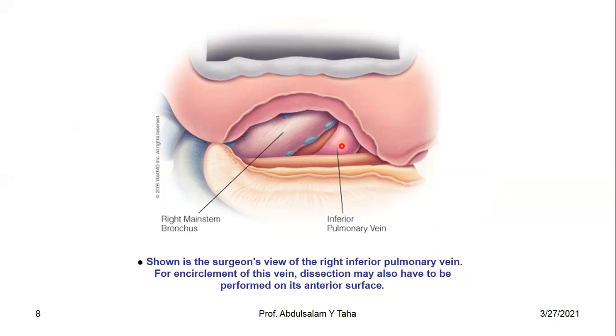Any loose areolar tissue around the vein should be removed, as well as a lymph node called sentinel lymph node should also be removed. This is the right main stem bronchus, which gives rise to the right upper lobe and the bronchus intermedius.